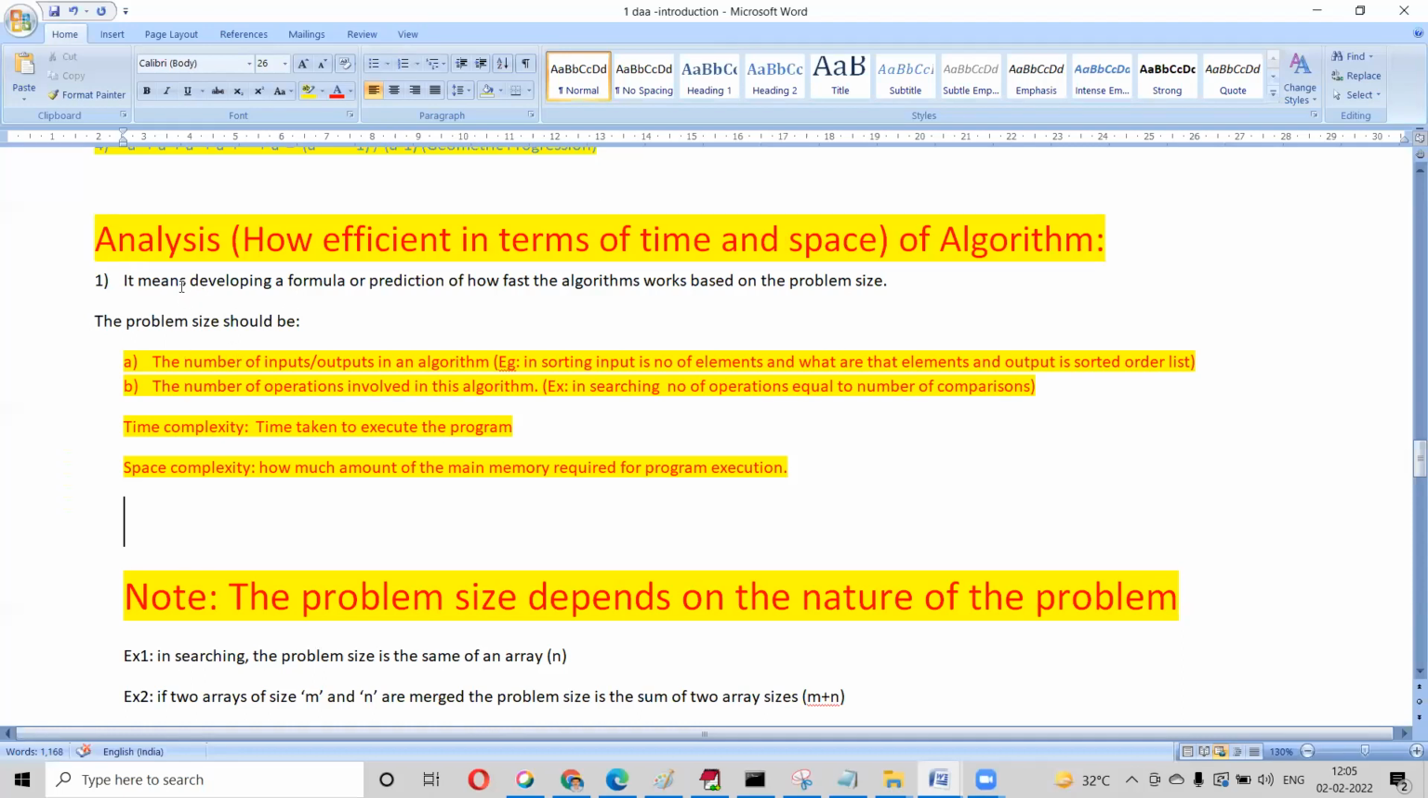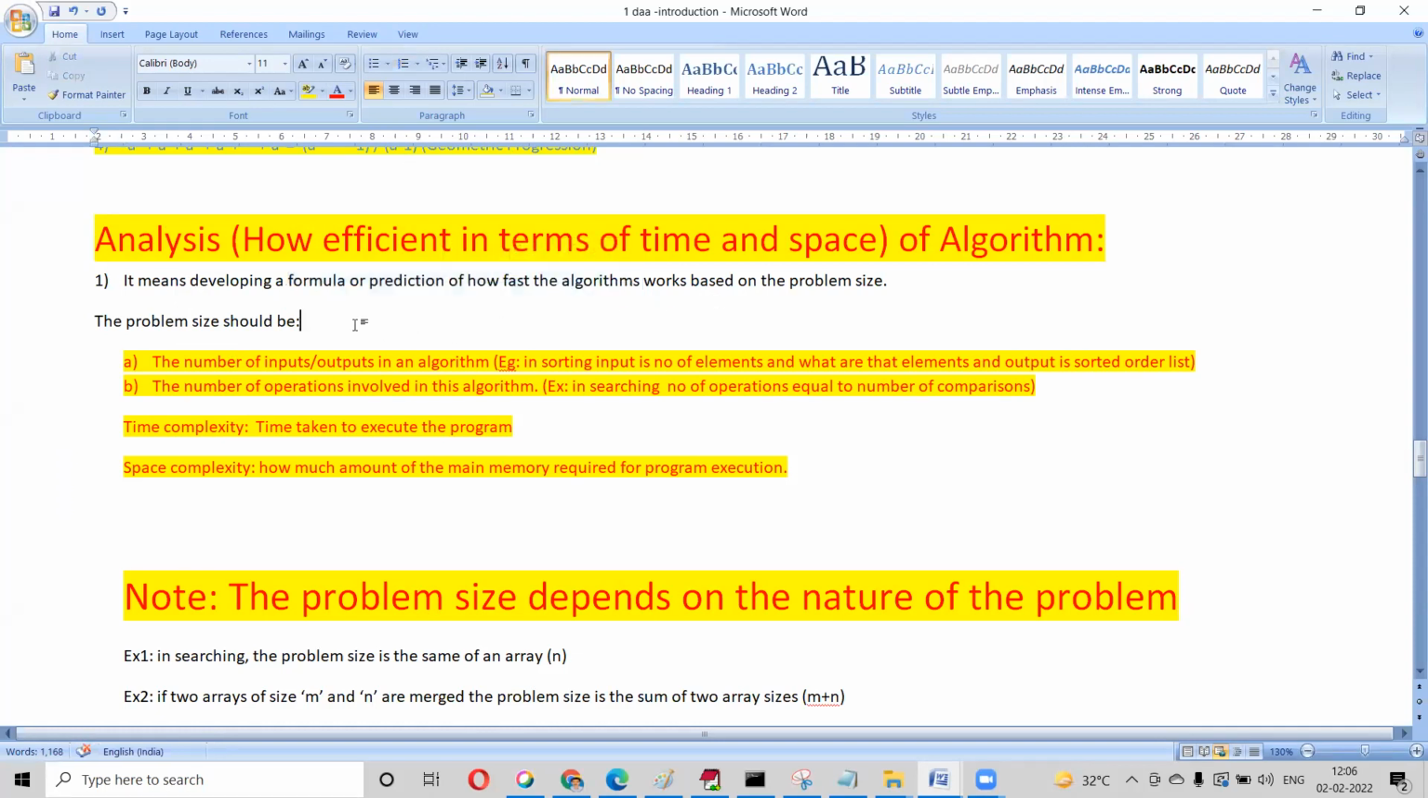So now, analysis: how efficient is the algorithm in terms of time and space? We are thinking only about the efficiency of these algorithms. I am telling whether this algorithm or procedure is efficient or not, in terms of space and time only. It means developing a formula or prediction of how fast this algorithm works based on the problem size, depending on how it is working.